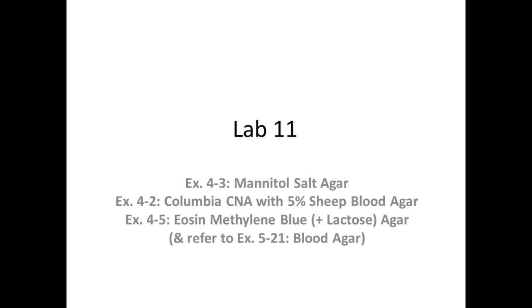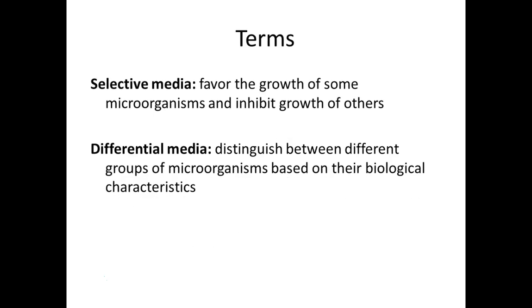So for this lab, we're looking at 3 specialized plate media that you guys inoculated. All 3 of these media have these 2 characteristics. They're selective media, which means they favor the growth of some microorganisms and inhibit the growth of others. So there's usually something in it that's toxic to the organisms we don't want growing. That's the selective agent we're looking for. They're all also differential, which means that we'll be able to distinguish different groups of organisms depending on how they grow on the plates, their biochemical characteristics.